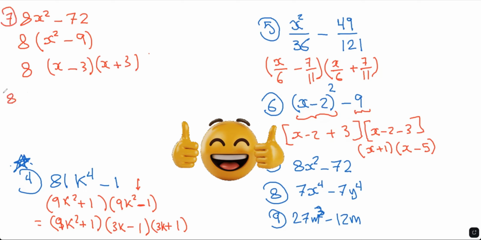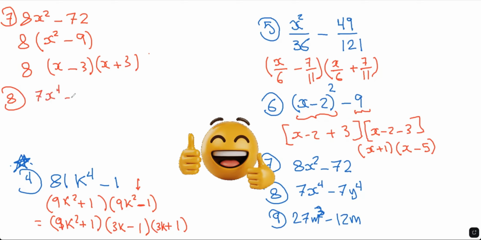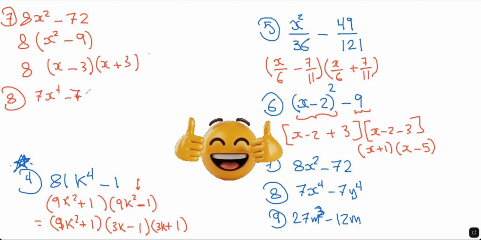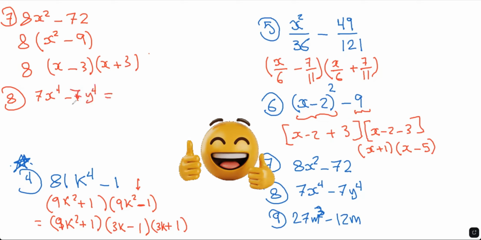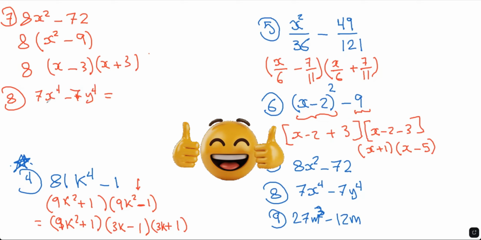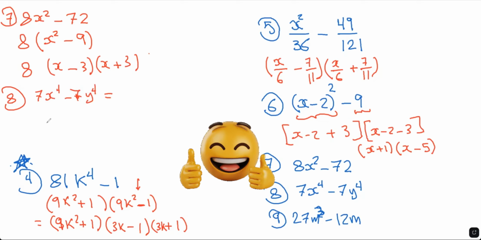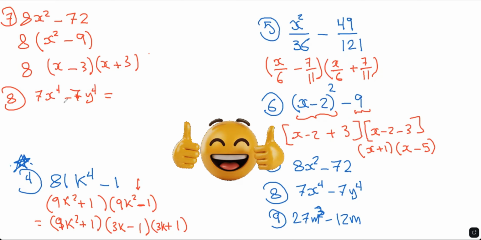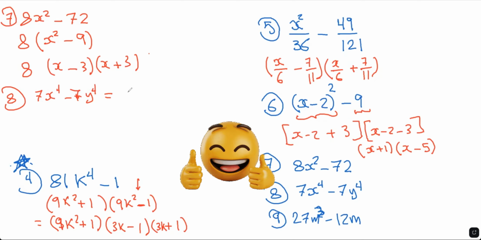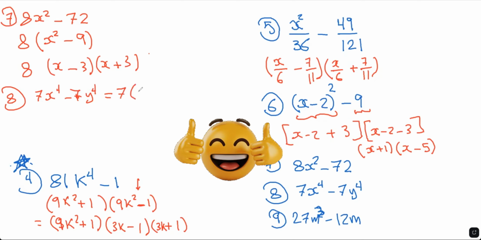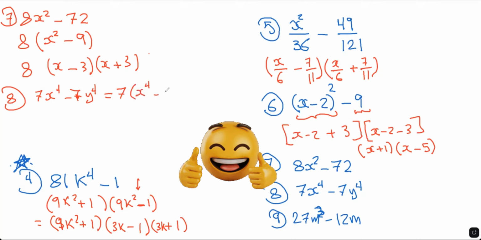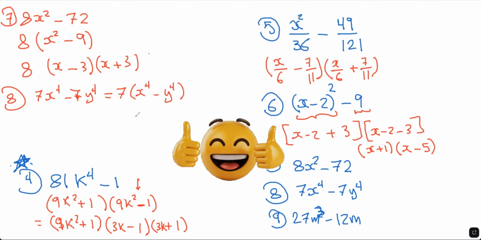And now we're going to do question number 8, and that is 7x to the power of 4 minus 7y to the power of 4. Right away I see a 7 here is the greatest common factor, because it's not a perfect square binomial. And you cannot do the difference of squares right away until you factor out the 7. And when you factor out the 7, you're going to get x to the 4 minus y to the 4.